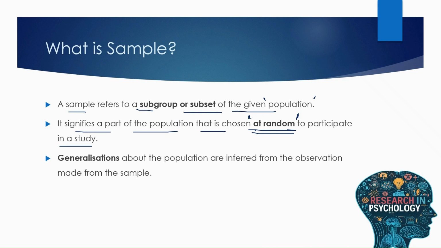And generalizations about the population are inferred from the observations made from the sample, which means whatever outcome you get from the sample is supposed to hold true for the population also. Because the sample we have taken is representing the population, whatever study you're conducting and whatever outcome you get, you can generalize it, you can extend it to the whole population. So sample is an important part of a research study where you are not able to perform the study on the whole population because of the large population size.